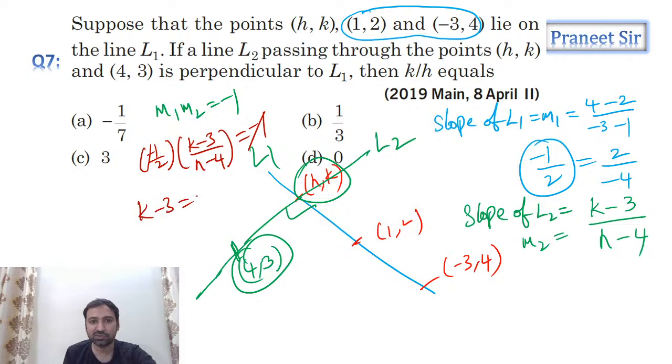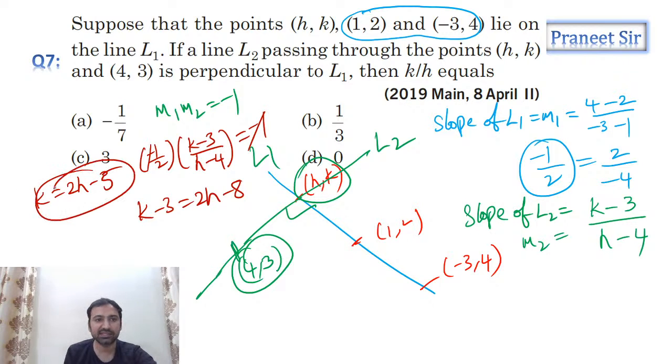k minus 3 is equal to 2h minus 8. So from this, we get k equals 2h minus 5. Okay, this is one condition we are getting. Right. And what is the other condition we can have? The other condition is that all these three points are collinear.